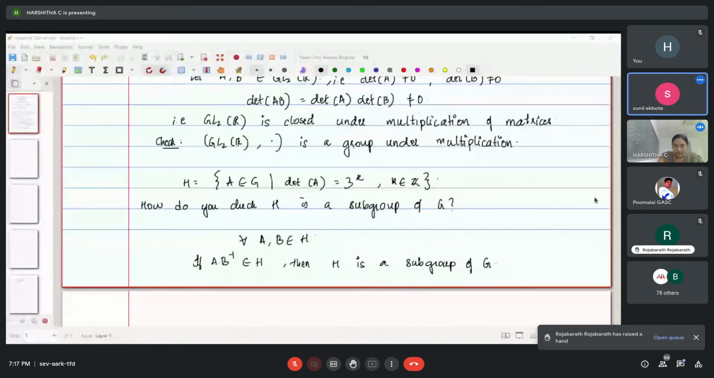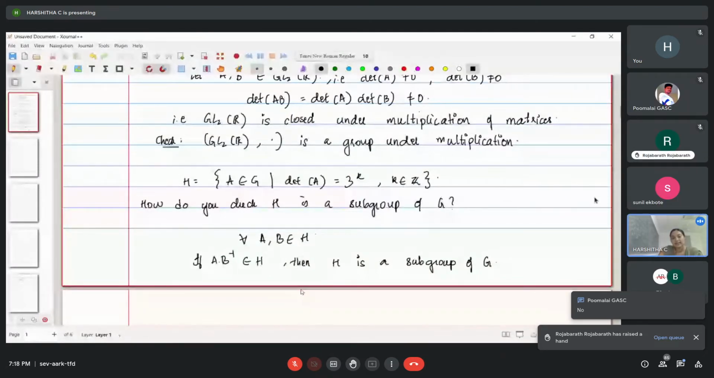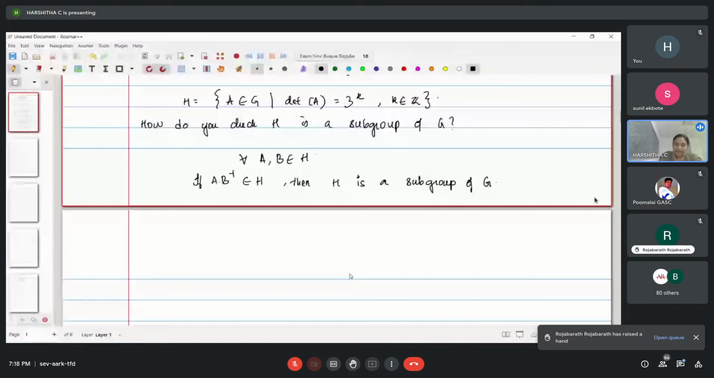Okay. If not, let's go ahead. So how do you check that AB inverse is in H? Basically, you look at the condition that defines H. H is all those matrices whose determinant is of some form, right? You know that A and B belong to H, which means the determinants of A and B are of this form, 3 power some integer. So you want to check if the determinant of AB inverse is also of the form 3 power some integer. So let's do that.